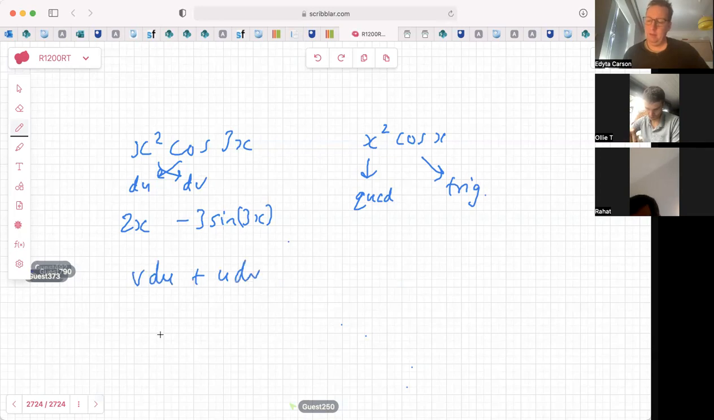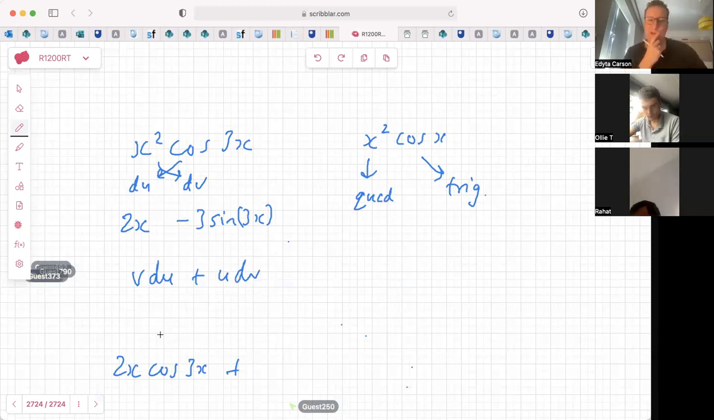So du, I got cos 3x times 2x plus x squared times minus 3 sine 3x. So 2x times cos 3x, because it's v du, but we'd put the x term first. Plus u dv, it doesn't matter which order we put them in. We wouldn't write cos 3x 2x because there might be some ambiguity that you times the 3x by 2x.